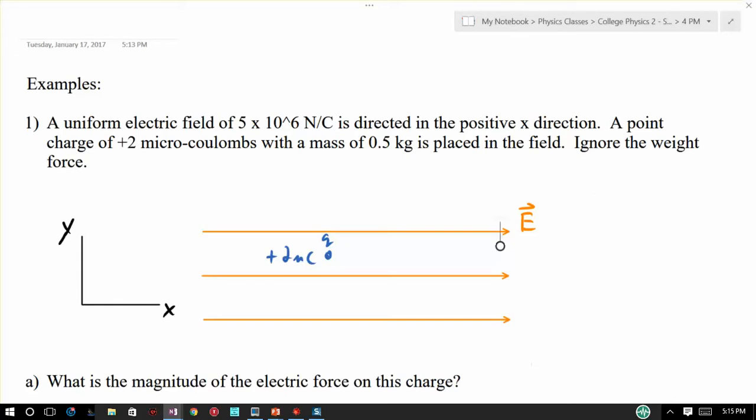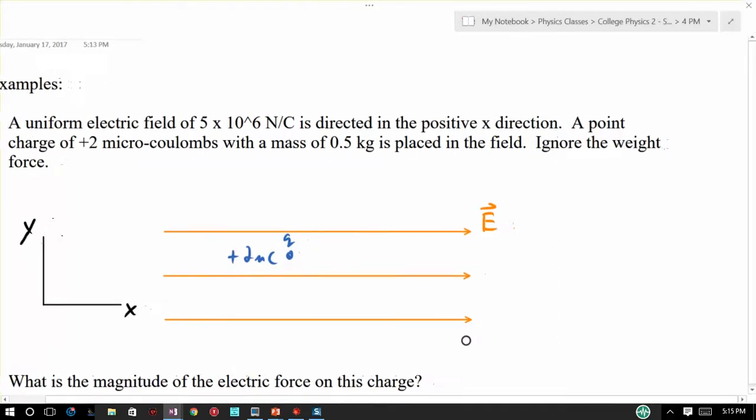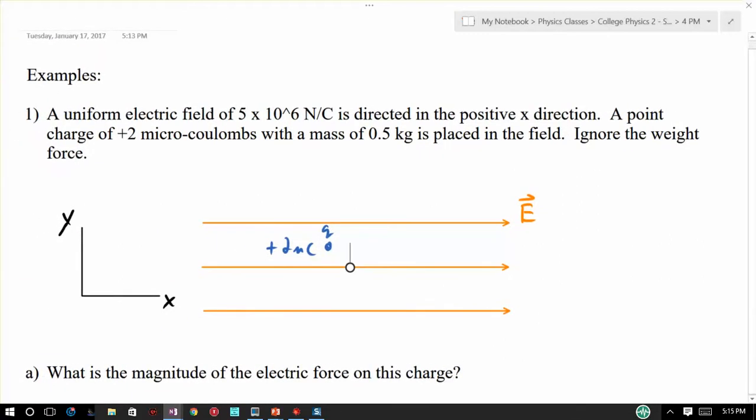Okay, so this represents a uniform electric field. Then you have a point charge, which is here, of +2 microcoulombs with a certain mass. You put it in the field, right? So here's the charge in the field, somewhere in the field.